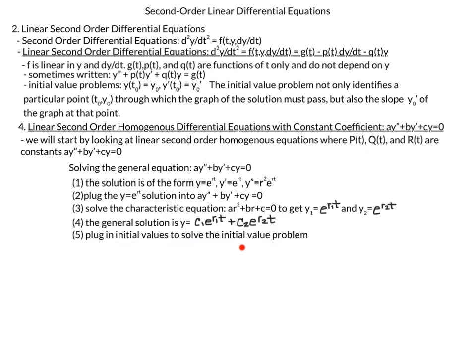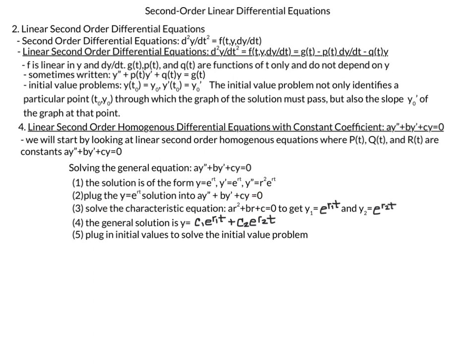Here I just typed up what I had written before as our method of solving this general equation, a y double prime plus b y prime plus c y equals 0. The first step is to assume the solution is going to be of the form y equals e to the rt. Then you can calculate y prime and y double prime. You're going to plug in your solution y equals e to the rt, as well as y prime and y double prime, into your equation a y double prime plus b y prime plus c y equals 0.